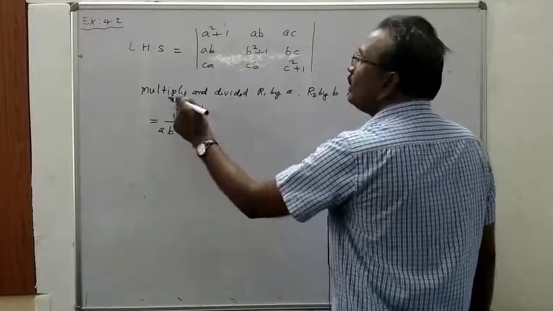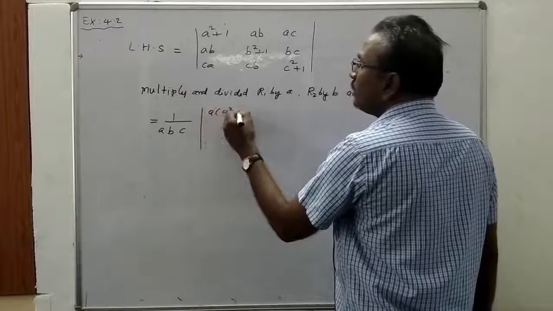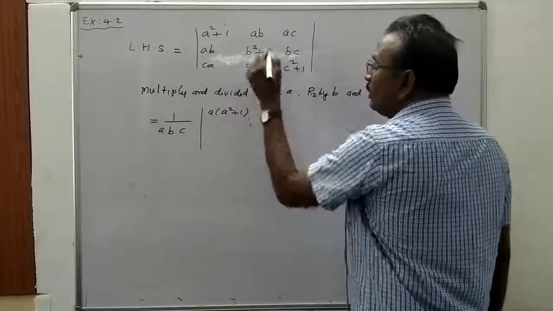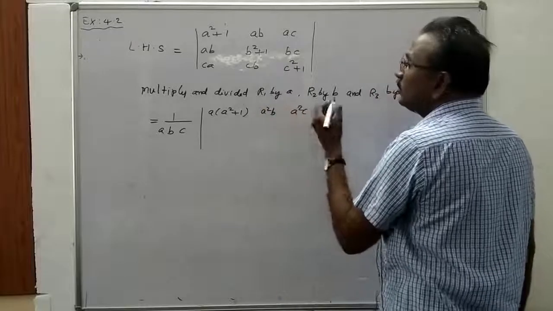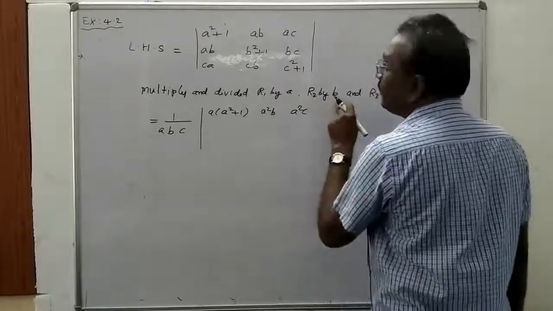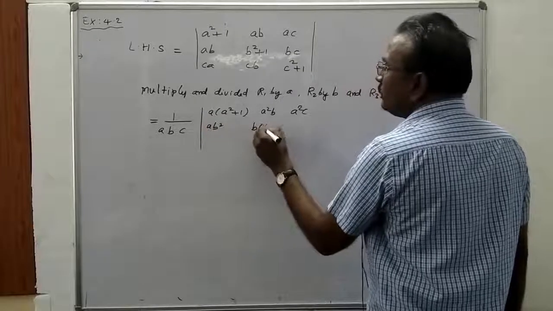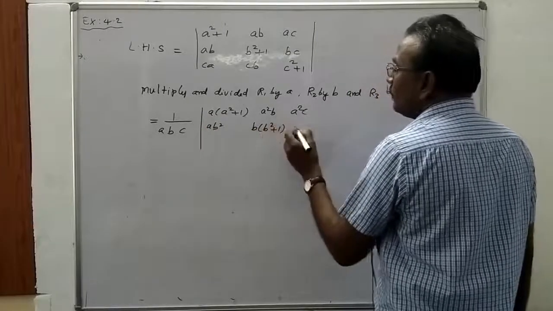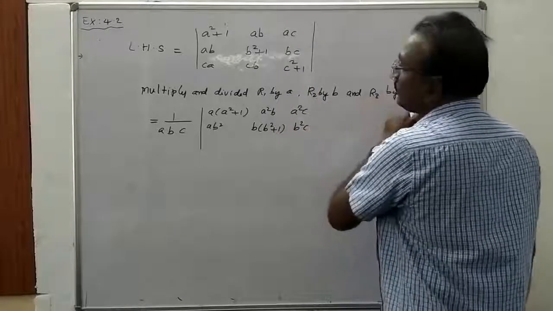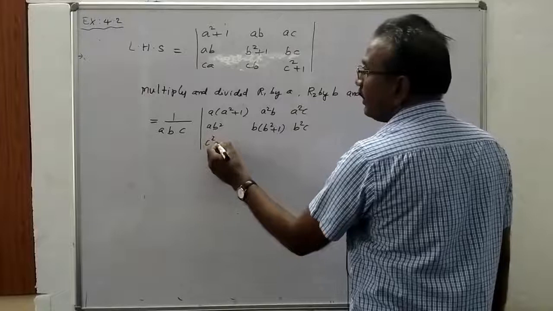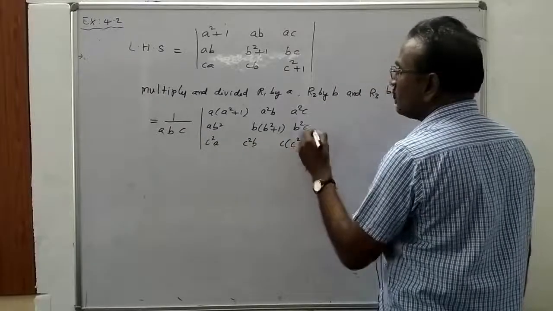Multiply r1 by a, that is a into a square plus 1, ab into a is a square b, ac into a is a square c. Multiply r2 by b, so ab square, b into b square plus 1, b into bc is b square c, and multiply r3 by c, that is c square a, c square b, c into c square plus 1.